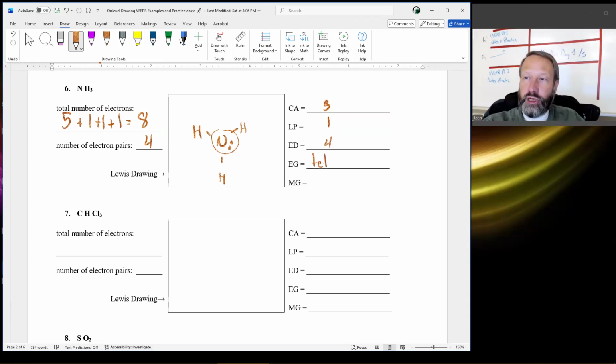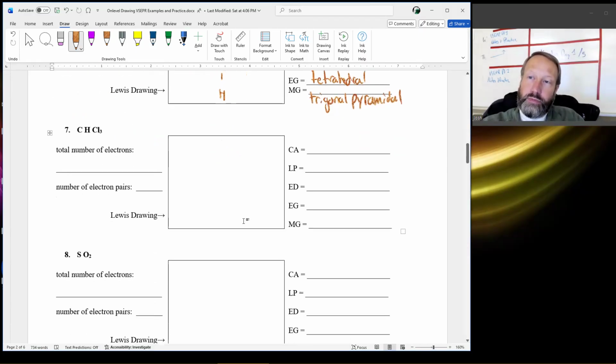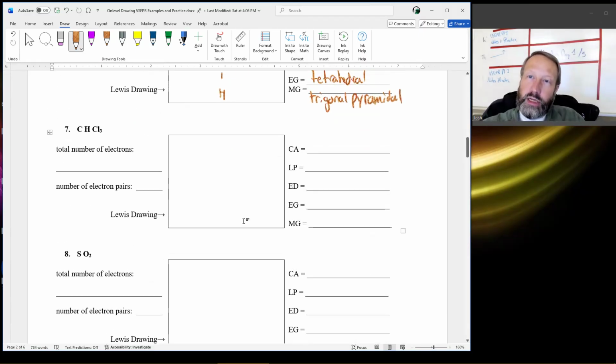Eg is tetrahedral. And the Mg is called trigonal pyramidal. It literally would stand up looking like a pyramid that has a triangle at the bottom. Not like the pyramids in Egypt. Those have squares at the bottom. This was trigonal pyramidal. It has a triangle base. Okay. Moving on, not so fast.